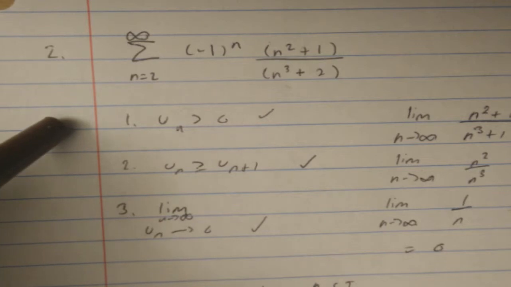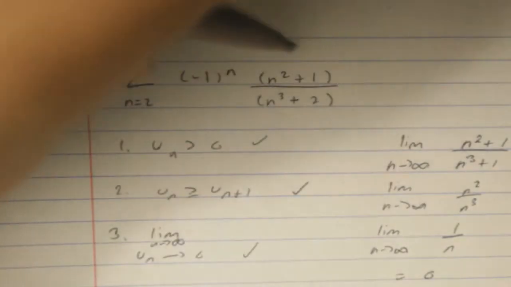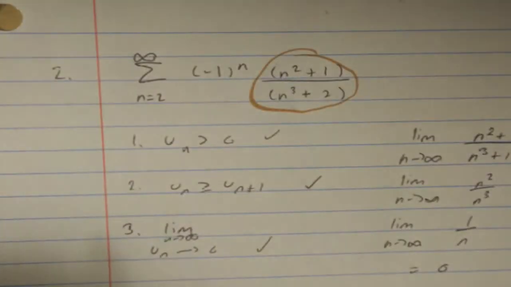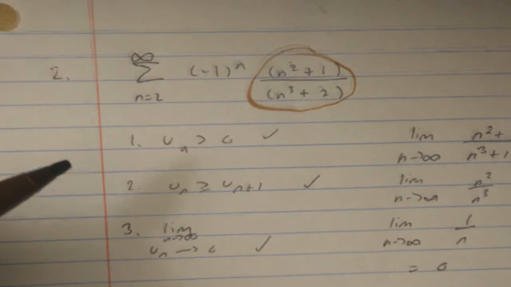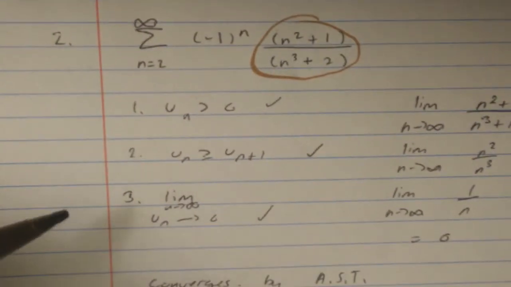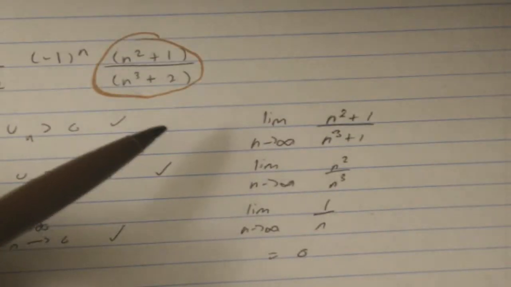And u of n will be this part right here. I'll circle that actually. Like that. And is it greater than 0? Yes, it is. It's a decreasing function, so the first term is going to be greater than the next term. And the limit as n approaches infinity should be 0. And the limit's right there.